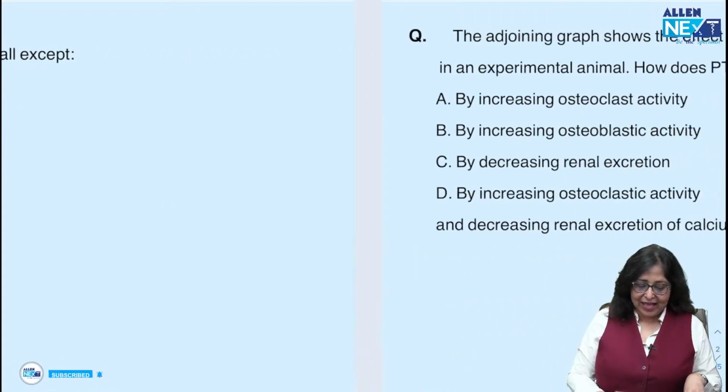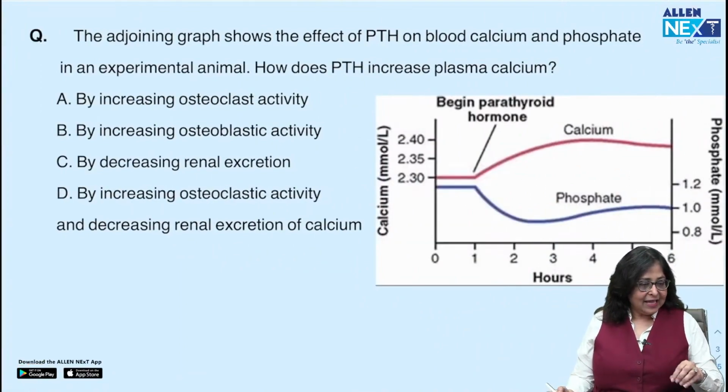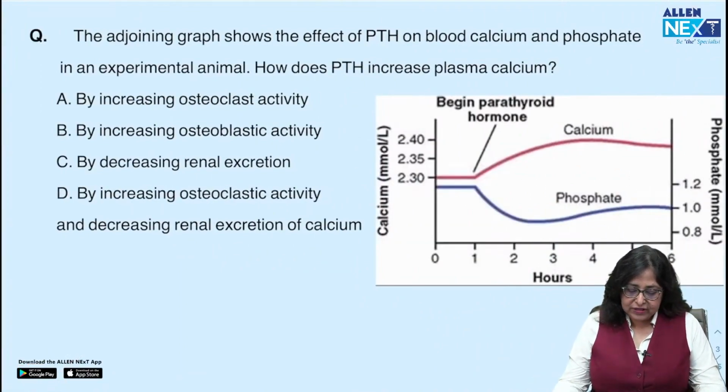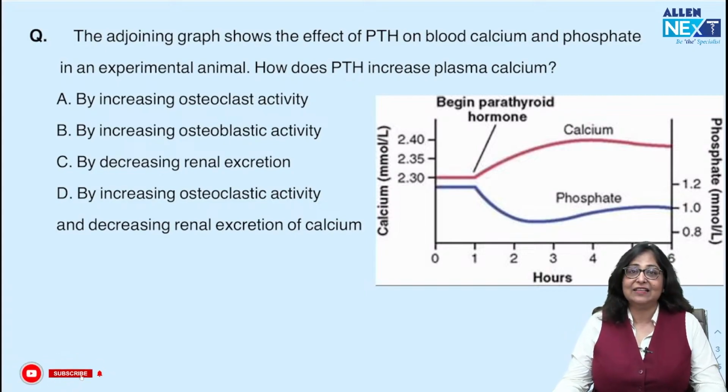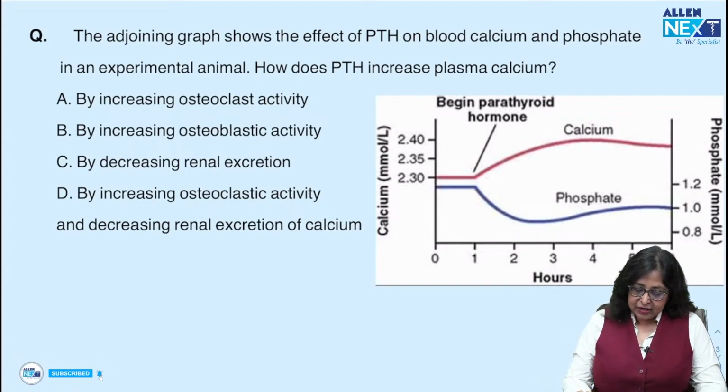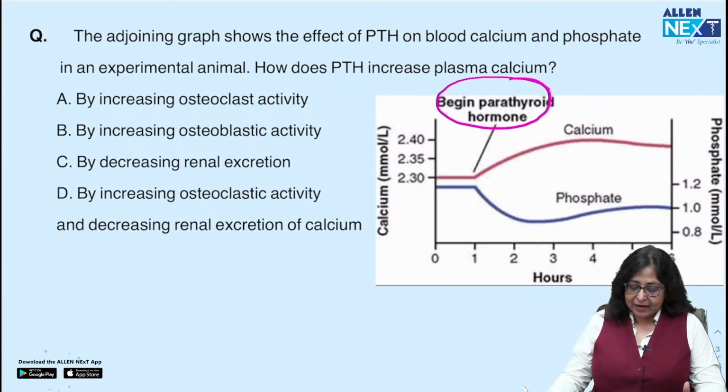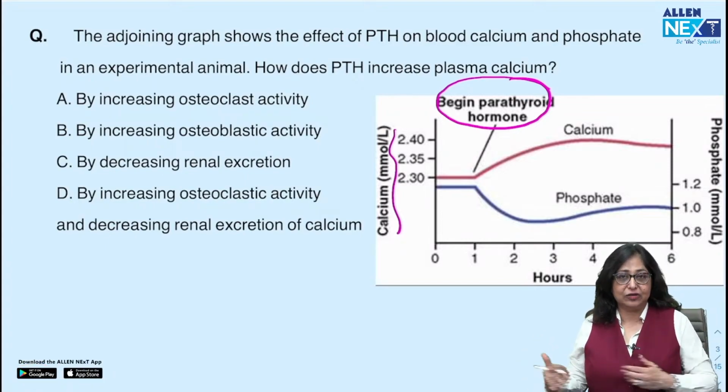All right, let's look at the second question. It says that the adjoining graph shows the effect of parathyroid hormone on the blood calcium and phosphate in an experimental animal. So here you have parathyroid hormone, which was administered to an experimental animal. And what do we see? What happens to the plasma calcium levels? The plasma calcium levels will increase and the phosphate levels decrease.